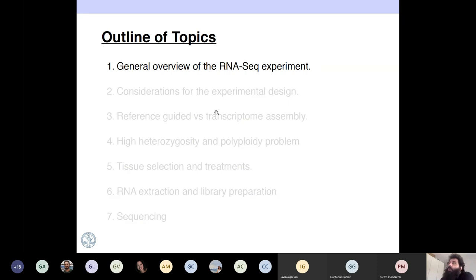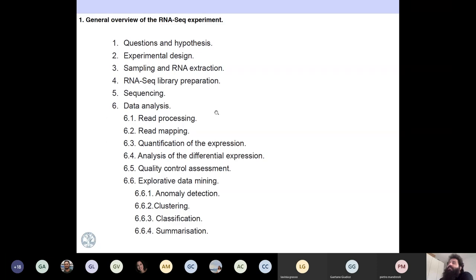So let's start with this general overview of the RNA-seq experiment. This is how an RNA-seq experiment should be done, okay? All the different steps that you have in mind, or you should have in mind. So first, you need to have, of course, a question and a hypothesis. The question could be something as simple as, what are the mechanisms of root growth under salt stress? And then the hypothesis may be something like sodium transporters are going to be induced in order to keep the response to salt stress. So that would be the hypothesis.